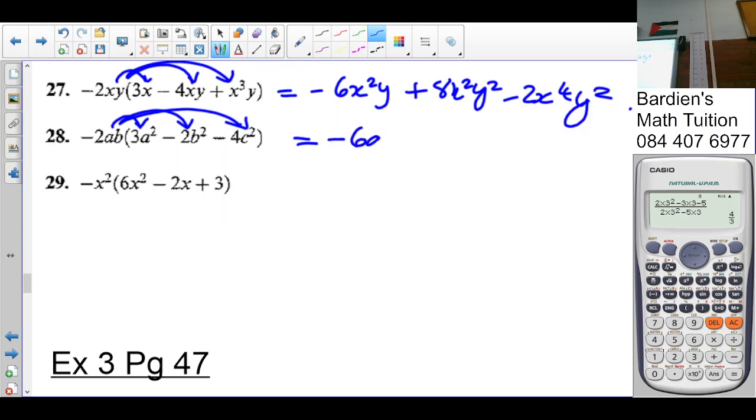Negative 6a cubed, yes? Then plus 4ab cubed. Which book are you reading out of? Your own book. Okay, but now you can do all of this.